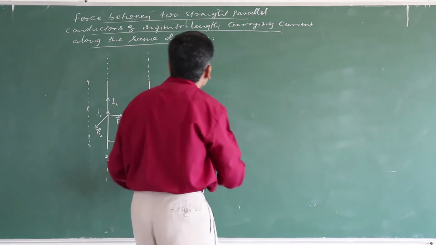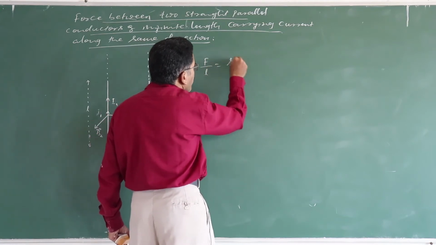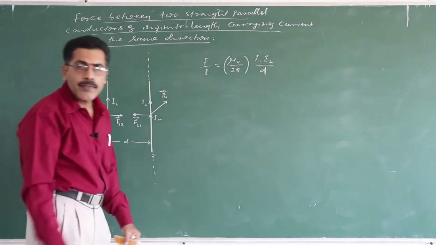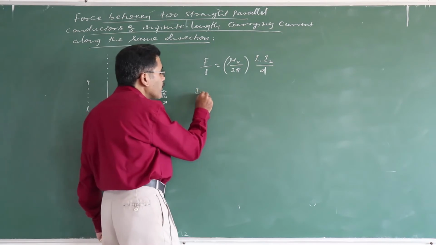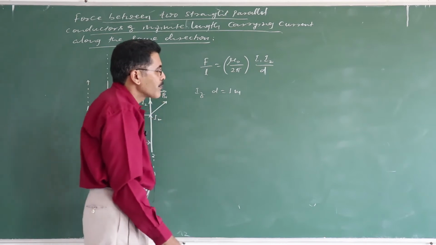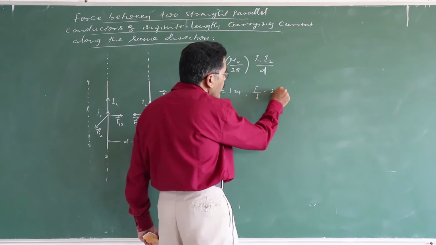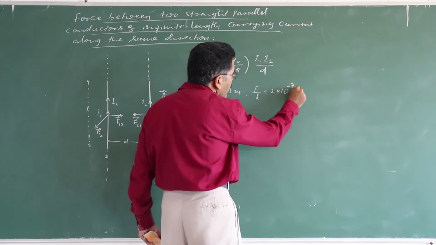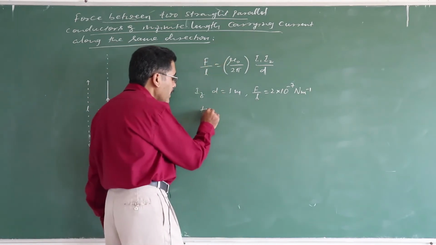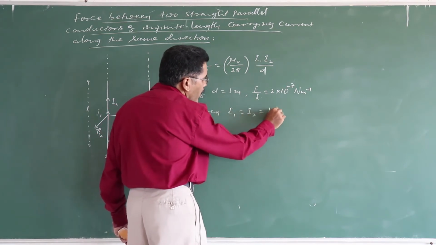So now let me take the equation F by L is equal to mu naught by 2 pi, I1 into I2 divided by D. If D is equal to 1 meter, F by L is equal to 2 into 10 raised to minus 7 Newton per meter, then I1 is equal to I2 is equal to 1 ampere.